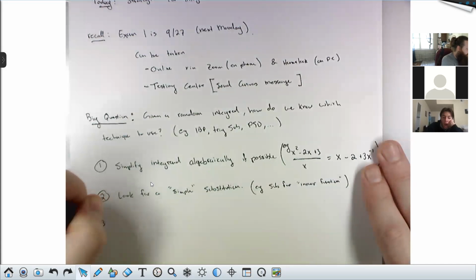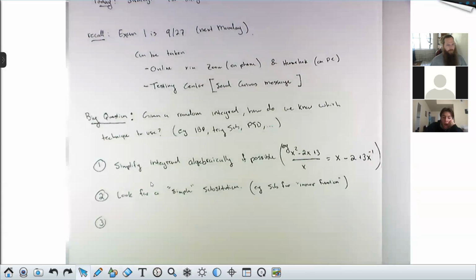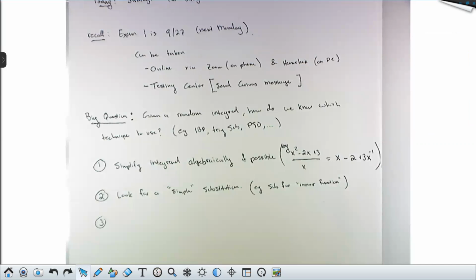If you don't see a simple substitution and there is no algebraic simplification you can do to clean things up, then you want to start thinking about the shape of the integrand. Is it something that looks trig sub-y? Is it something that looks partial fractions-y? Is it something that looks like it could be written as a power of sine times a power of cosine? So the way the book says this is classify according to form.